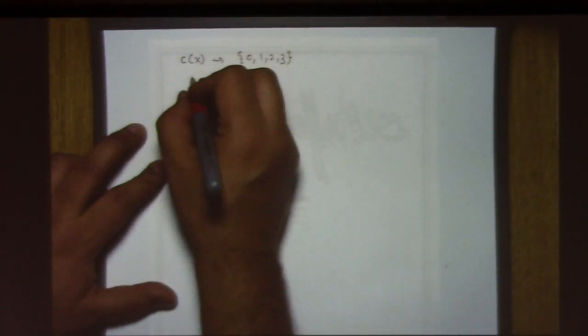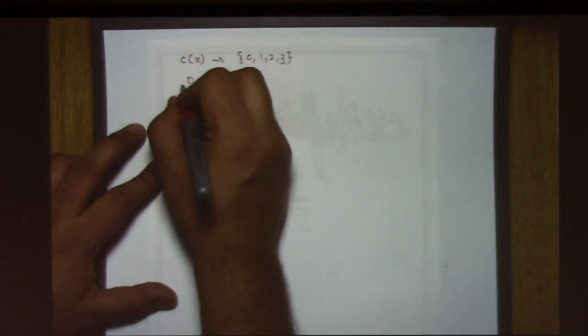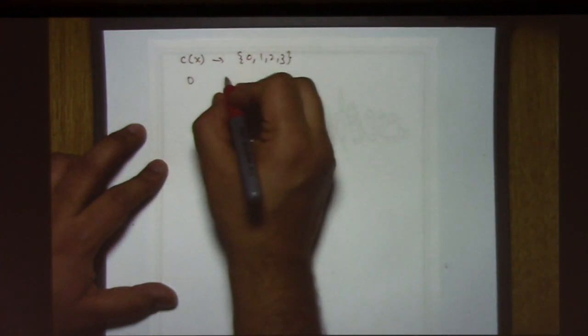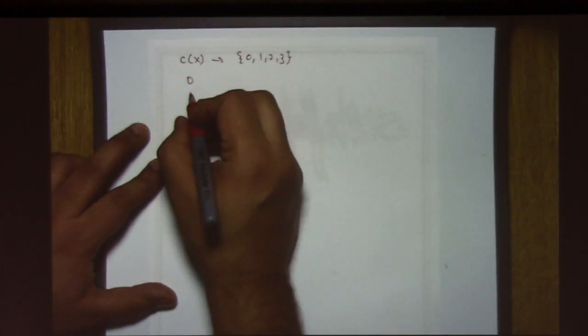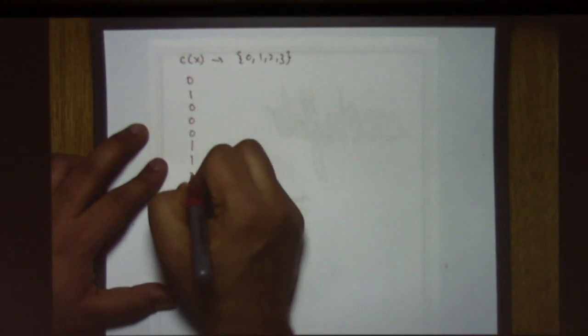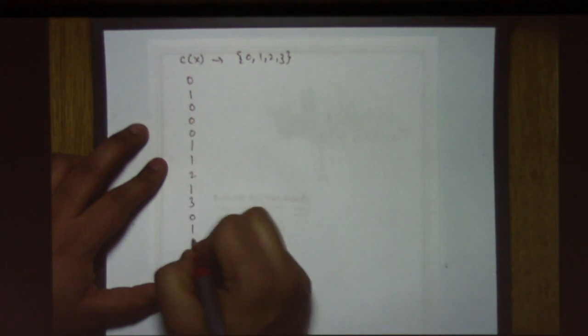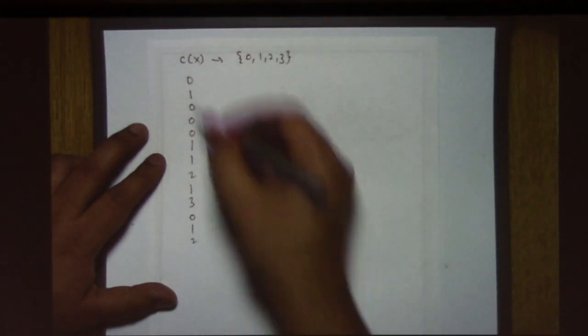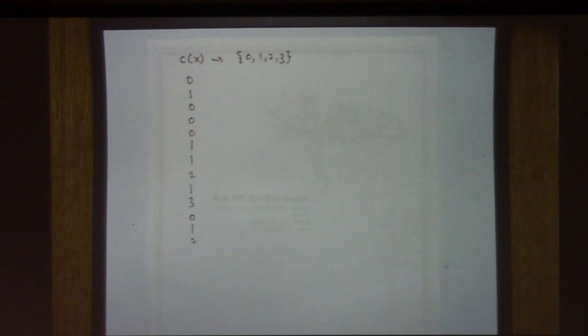Typically in class, whenever we have seen training data, we have seen it like this: the first time you observed a 0, second time you observed a 1, then a 0, 0, 0, 1, 1, 2, 1, 3, 0, 1, 2, and so on, right? And then you had to do the estimation and everything.